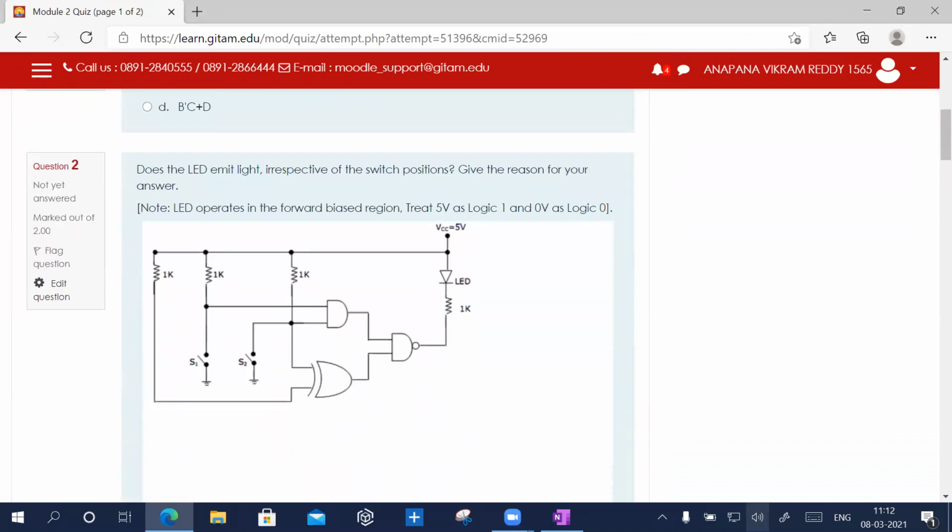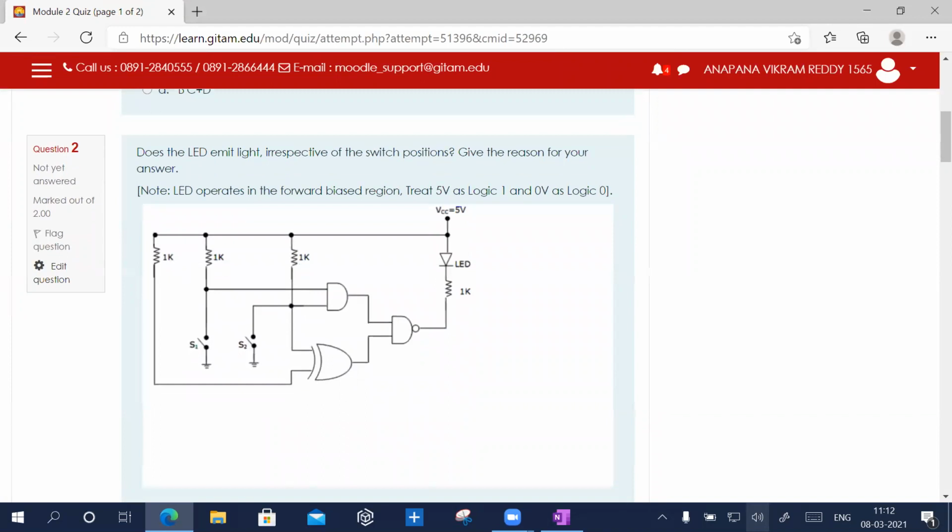What about the second one here? Does the LED emit light irrespective of the switch positions? Give the reason for your answer. See, it is asked for 2 marks, right? You must give its answer like that.